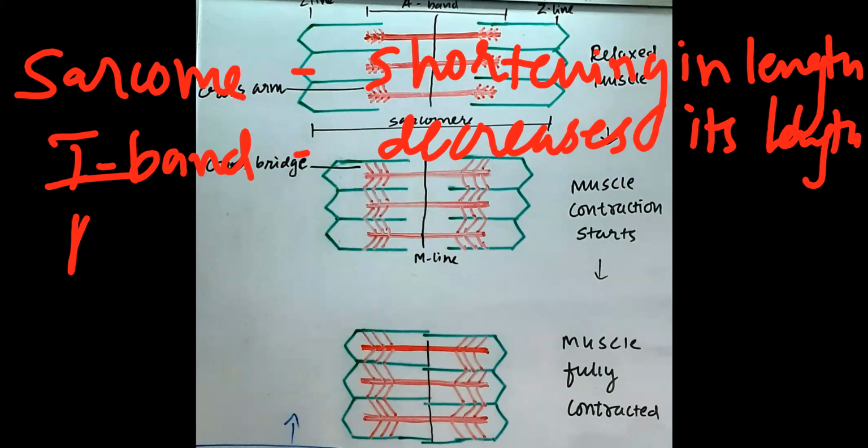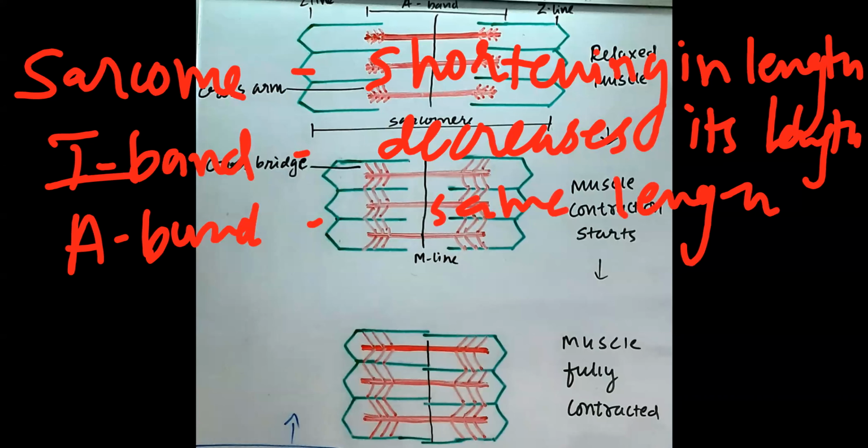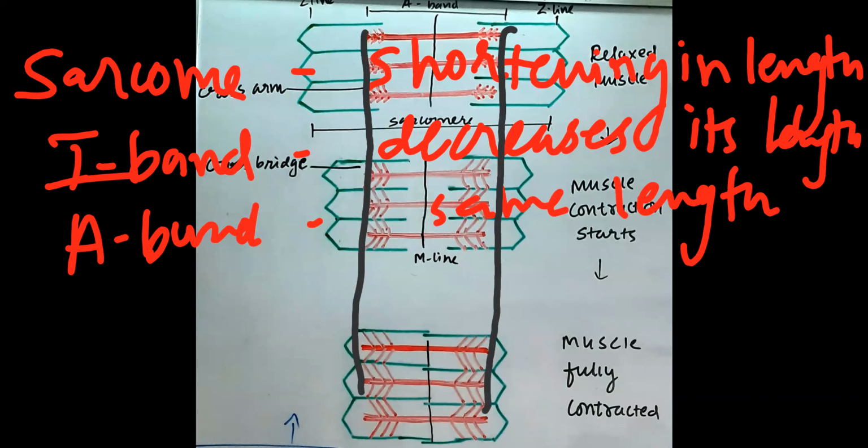What happens to the A band length? As it is, yes. Why? Because you see, the A band looks the same as before. Could you see this thing? The myosin filaments are not moving, so the length of the A band shall remain the same. It's the actin filaments which are moving, and that makes the length of the I band decrease. So I band length decreases, A band length remains the same.